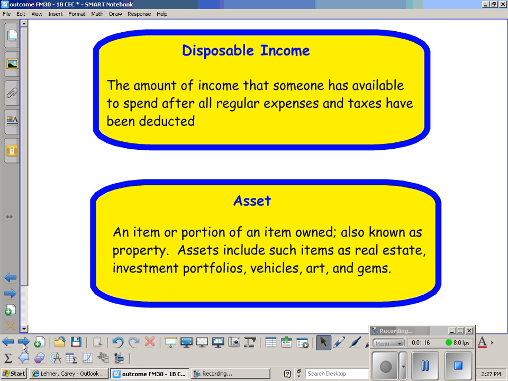Disposable income is the amount of income that someone has available to spend after all regular expenses and taxes have been deducted. An asset is an item or portion of an item owned, also known as property. Assets include such items as real estate, investment portfolios, vehicles, art, and gems.